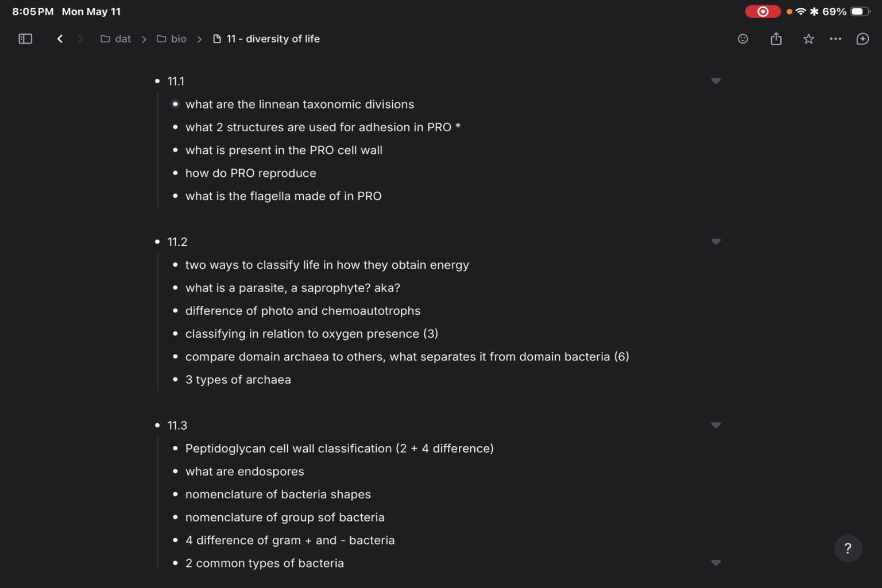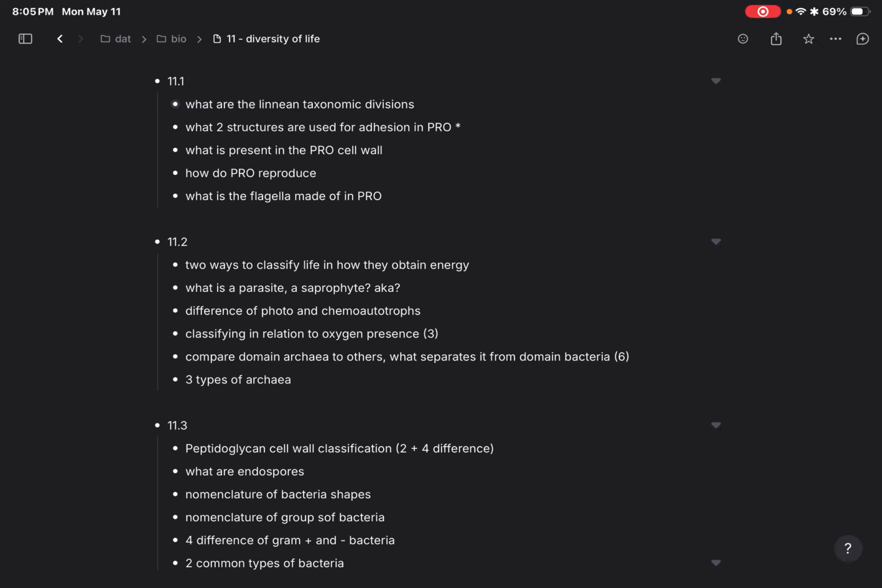So a parasite is a type of heterotroph, lives in the host and takes food, energy and nutrients from the tissue of the host. A saprophyte is a decomposer and it just takes nutrients and energy from dead material. Difference between photoautotrophs and chemoautotrophs: photoautotrophs use light energy, chemoautotrophs use chemical energy.